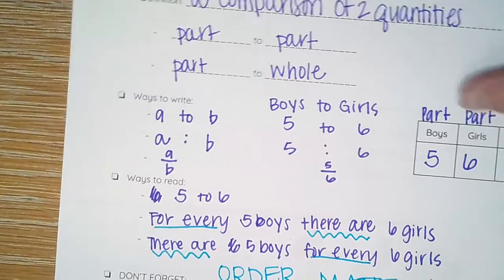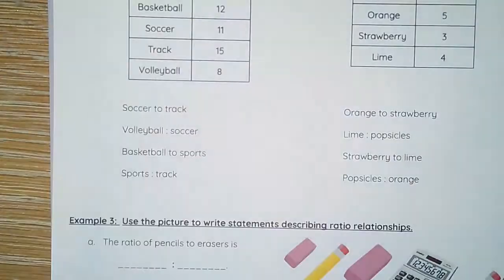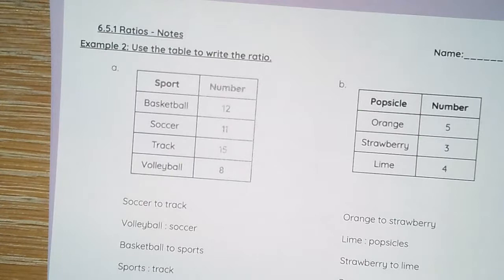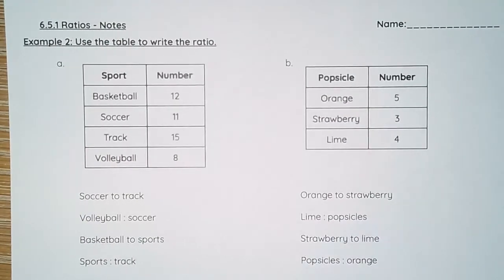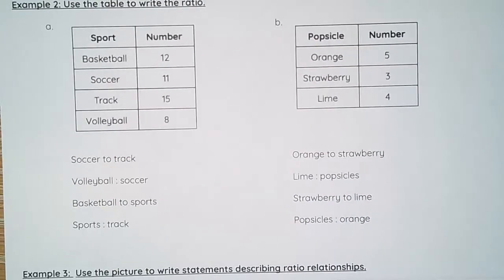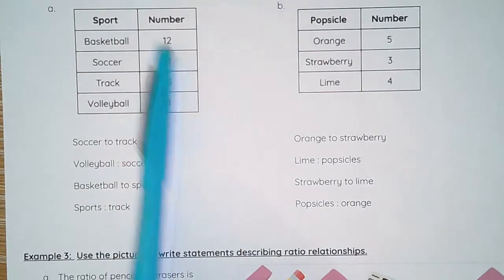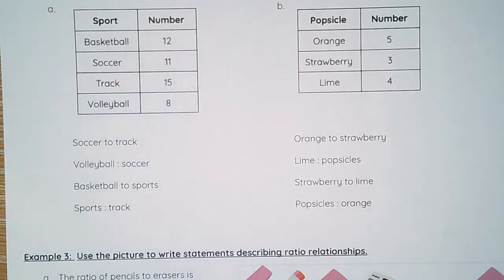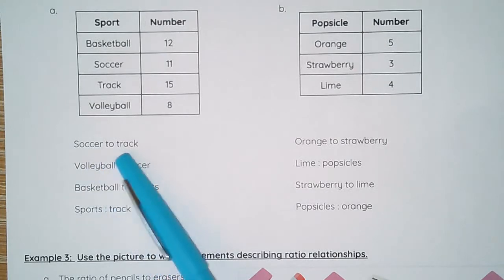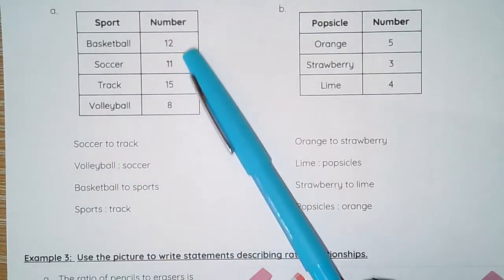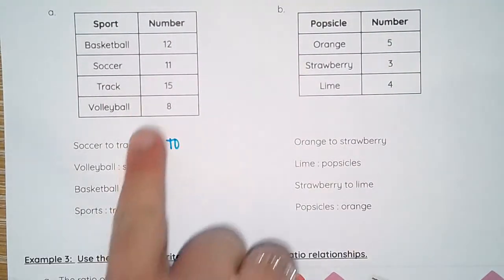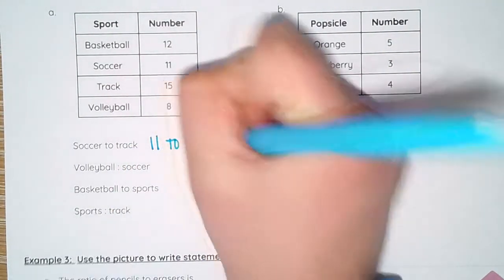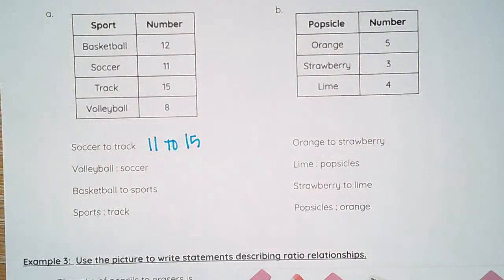All right, let's take a look at another type of example here. We've got tables, and we do this in a very similar way to what we were just doing, except we pull the data, the information out of a table. So here we have a table of sports and the number of students who play that sport. And here we have soccer to track. So I would say, okay, well, if there are 11 soccer players, to how many track stars? 15. So my ratio would be 11 to 15.